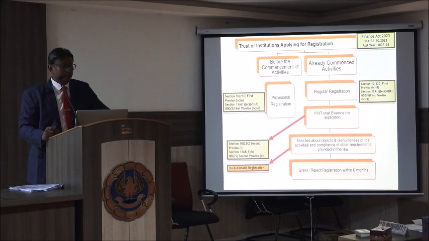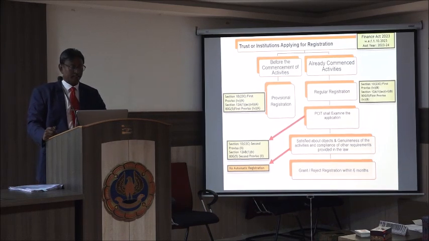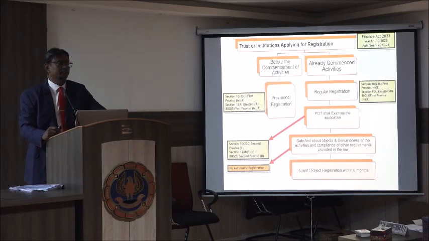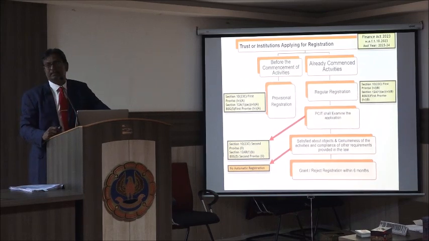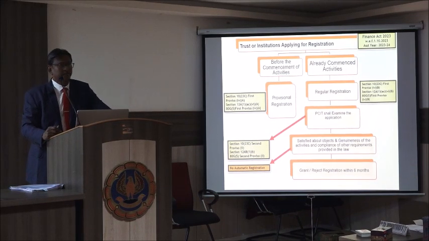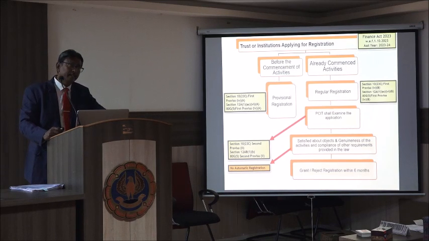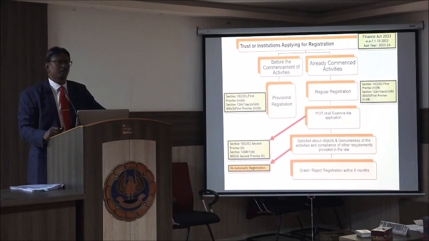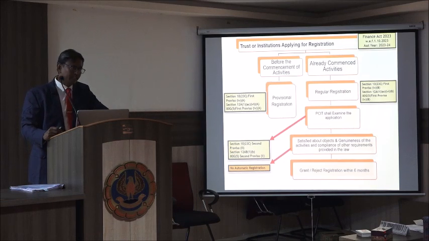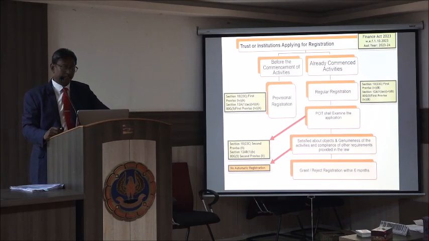Now, the trust or institution applying for registration. Before the commencement of activity, a non-profit organization which is not having any activity so far, what should it do? It should go for the provisional registration. If I have the activity, I have already commenced the activity, I am already a functioning non-profit organization, then earlier I was supposed to go through the provisional registration and then the regular registration. It's time-consuming and energy is being wasted. So they have amended that. If a non-profit organization is having activities, there is absolutely no need to go through the provisional registration. I can go through the regular registration.